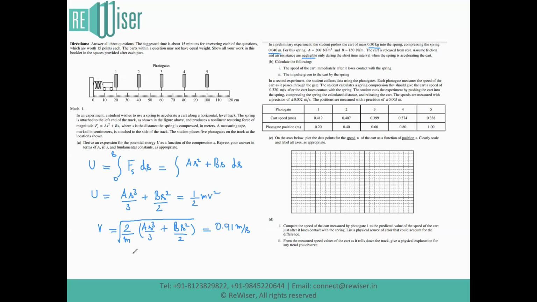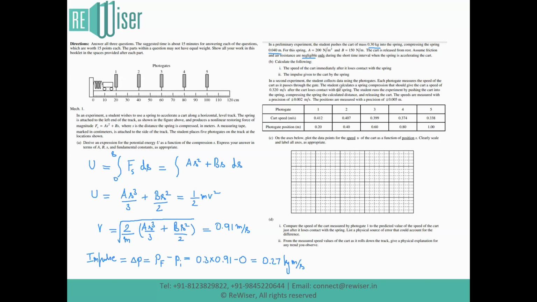Now we are also asked to find the impulse. Impulse is nothing but the change in momentum, delta p, which is momentum final minus momentum initial. Momentum final is mass 0.3 times final velocity 0.91, minus initial momentum, where mass is 0.3 whereas initial velocity is 0, giving us the impulse as 0.27 kg meter per second.